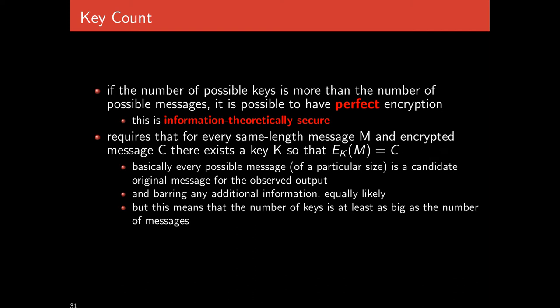There'll be one key that takes you to one message, another key to another message, and for every single possible message, there will be some key that will decrypt, in a sense, the ciphertext to that particular message. Meaning that all possible messages are therefore a candidate for the output, provided that they have the same size as the ciphertext. So this notion of perfect encryption, or information theoretically secure encryption, means that given the data, you simply learn nothing about it.